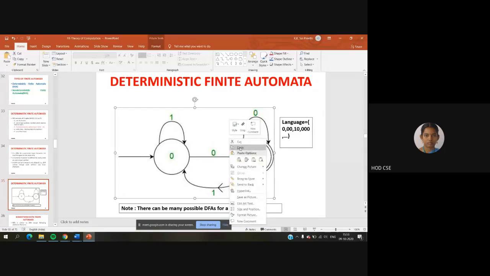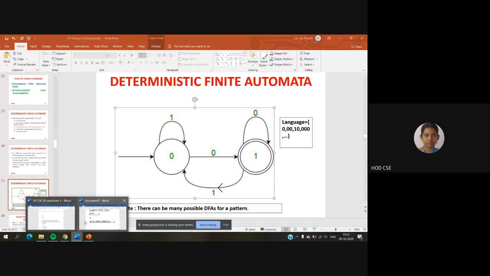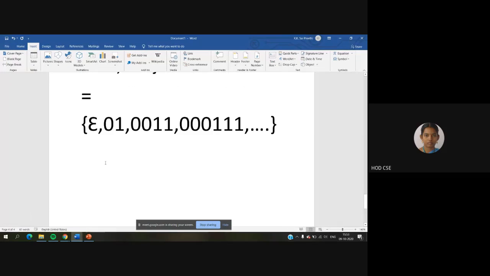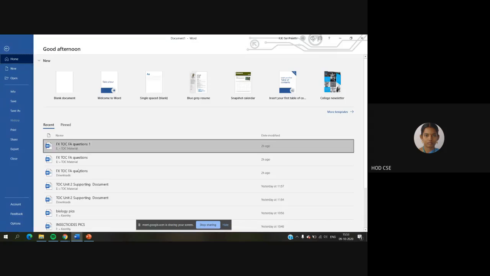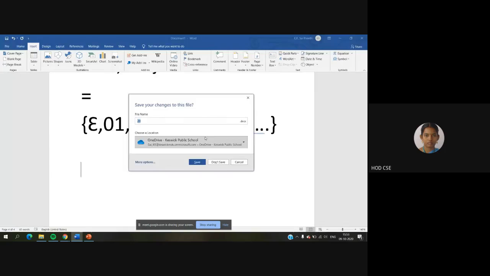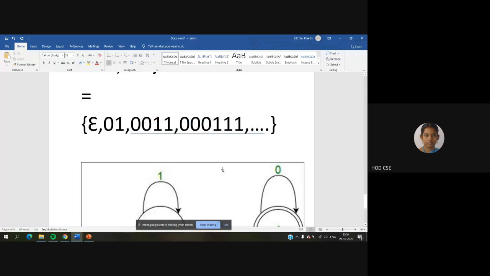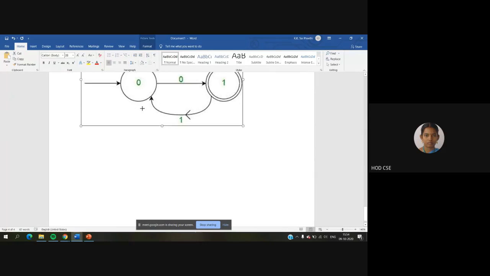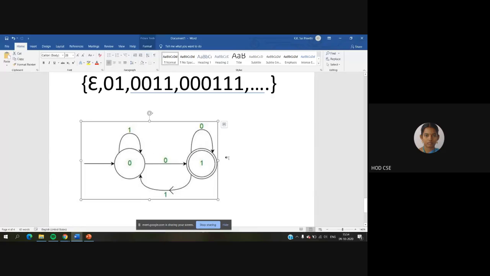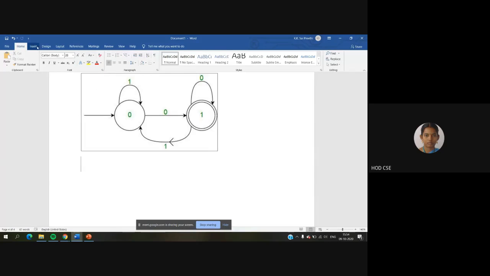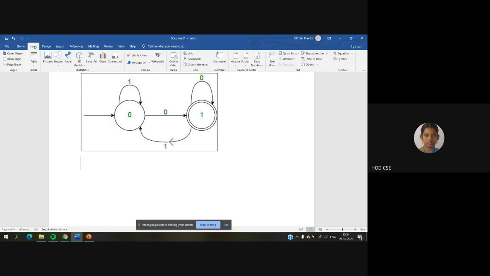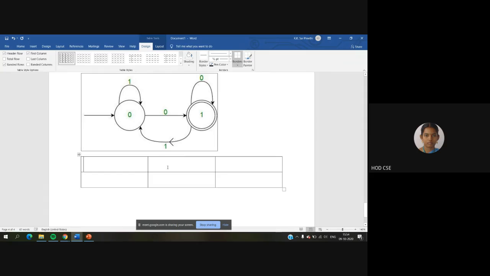The same DFA can be represented by one more representation, called a table representation. I can copy the diagram of this DFA here. So this is the diagram of the DFA. The same diagram can be represented by means of a table also. The table has some rows and columns. The rows represent the states and the columns represent the input symbols. The input symbols are 0 and 1.